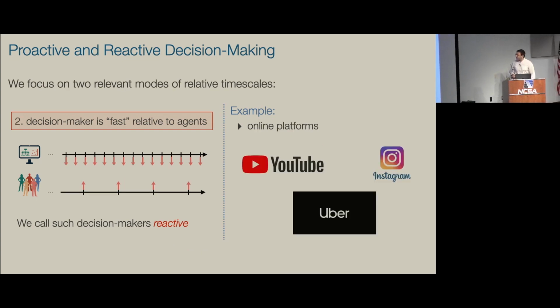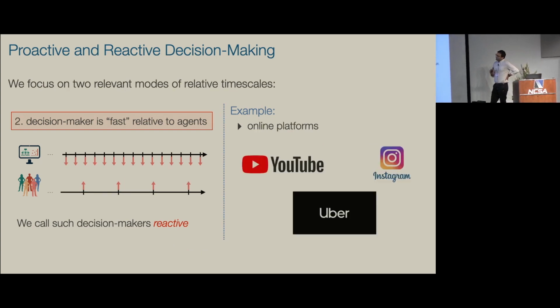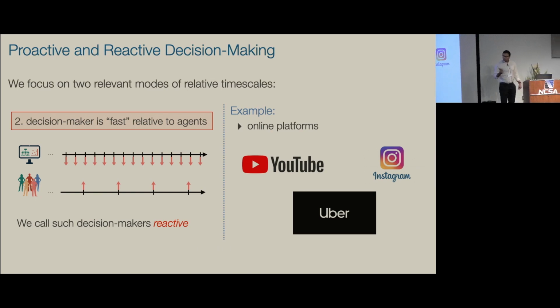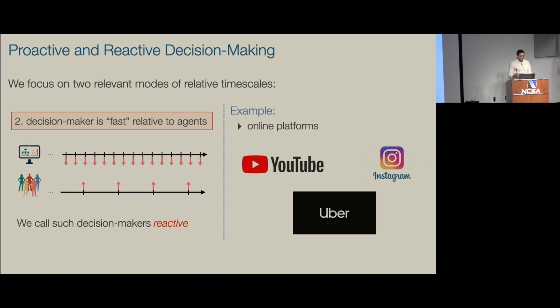But maybe more importantly is this opposite scenario, where the decision maker is really fast relative to the agents. In this case, for every shift of the population, the decision maker who's training a model can basically learn how to best respond themselves. And this is a better model for online platforms like YouTube or Instagram or Uber, because these decision makers are extremely reactive to small changes in the population.